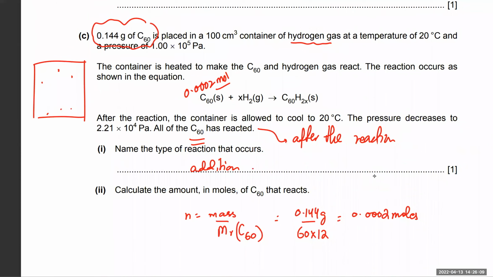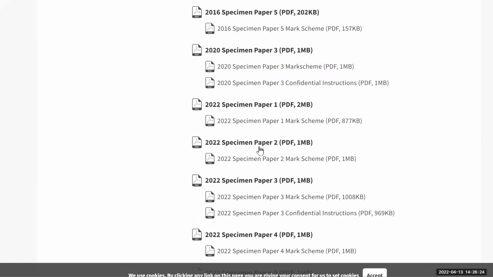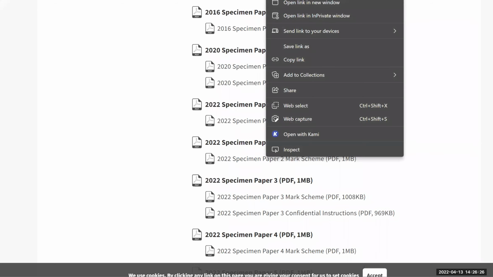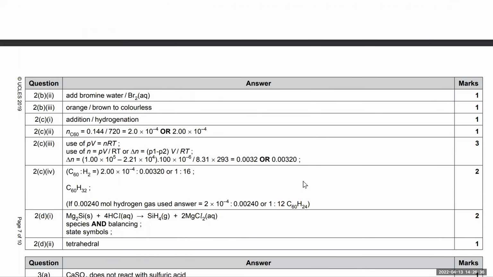So we found the moles of H2 that is reacting: 0.0032 moles. Let me check the mark scheme for the specimen paper, this one. Okay, we got the same thing, 0.0032, and the first one is the same too. Okay, so moving on.